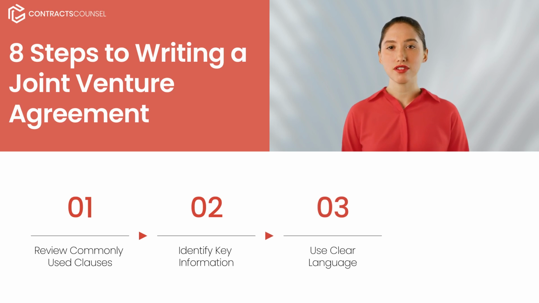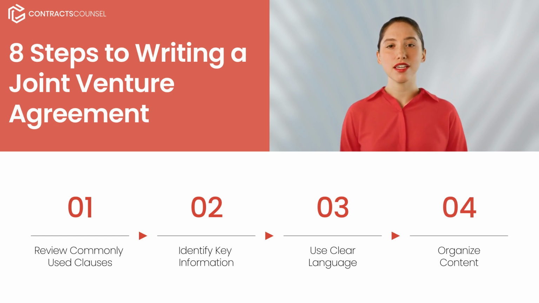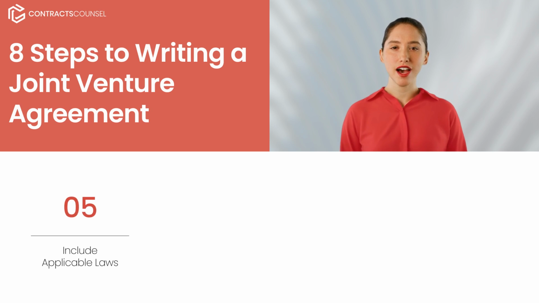3. It is critical to use clear and concise language that all parties can understand. 4. Once you've written your clauses, organize them so that they are logical. For example, you likely want to have the purpose section come before the contribution section. 5. Be sure to incorporate any applicable laws and regulations that may be specific to your state or industry. Note this may require research.